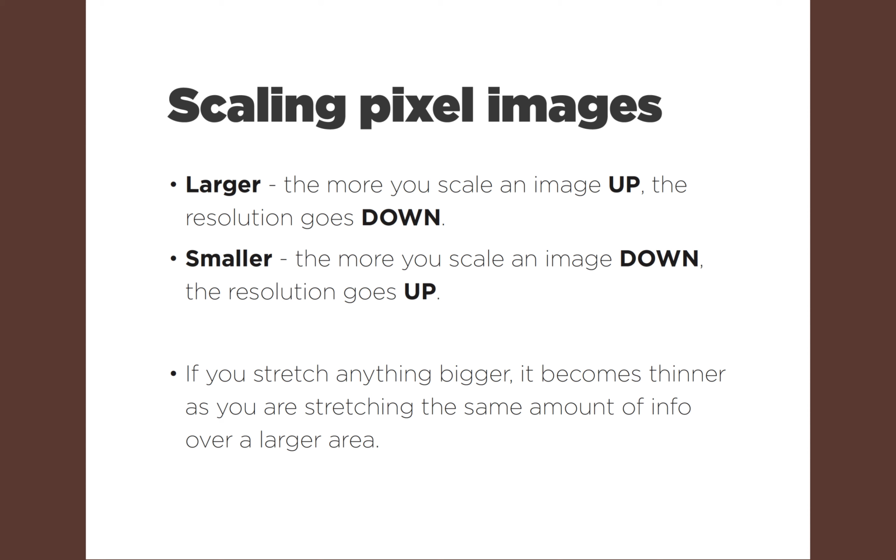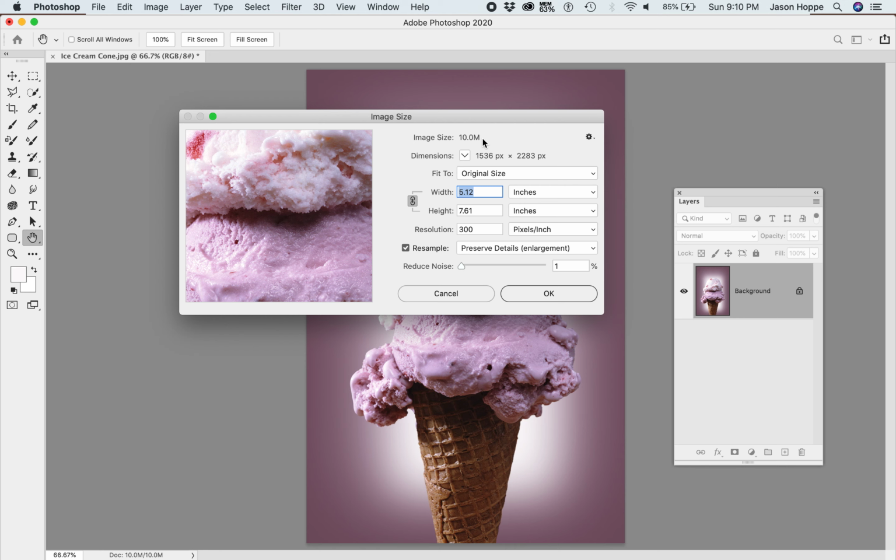So in Photoshop, I'm going to go into the image menu. I'm going to go down to image size, and this is going to tell me several things that I need to know. The image size is going to tell me that this is 10 megabytes. This takes up 10 megabytes of information on my hard drive. Okay, not a big file, not a small file. If I was uploading this to the web, that would be a really big file. What I'm also looking at here is the dimensions. It's 1536 by 2283 pixels. Okay? Now, if I click on the dimensions here, I can change it from pixels to percent to inches and that kind of stuff.